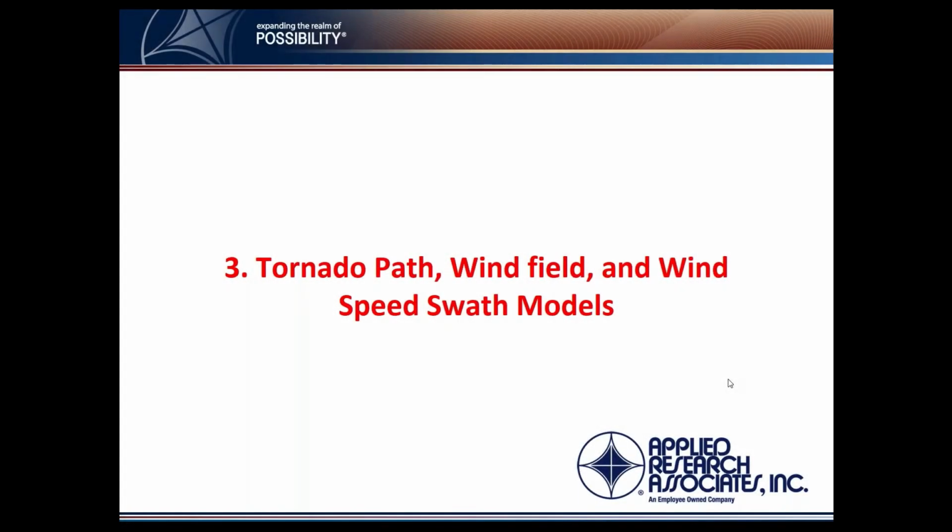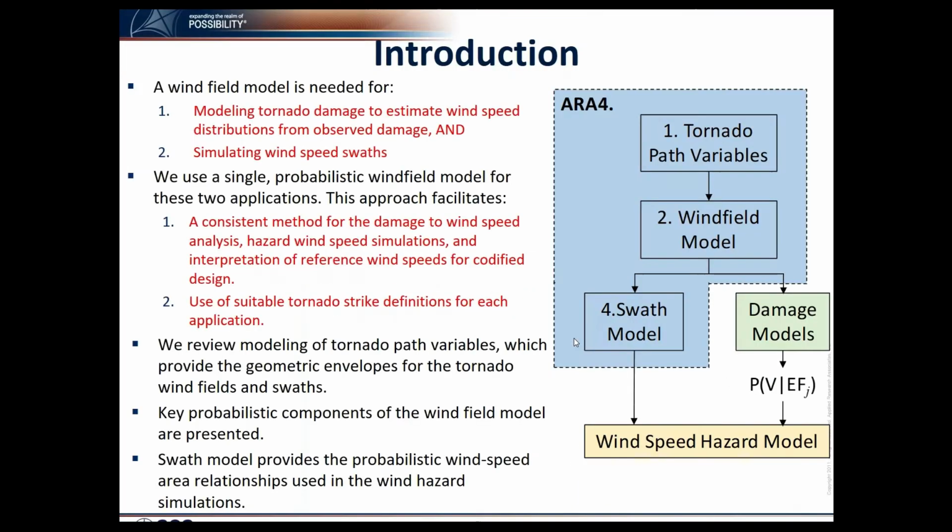Good afternoon, everyone. In this section, I'm going to present the tornado wind field model and tornado path variable model, how we model the elements of the tornado path variables such as path length, path width, and path direction. I'm going to talk about some of the key components of the wind field model, and finally I'm going to show some of the components of our swath models and end with an example of the wind swath.